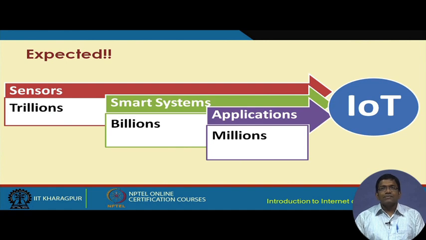So, what is expected in order to build IoT is to have trillions of sensors, billions of smart systems, millions of applications, all of which are going to be internetworked. They are going to be made to operate synchronously in order to build IoT.